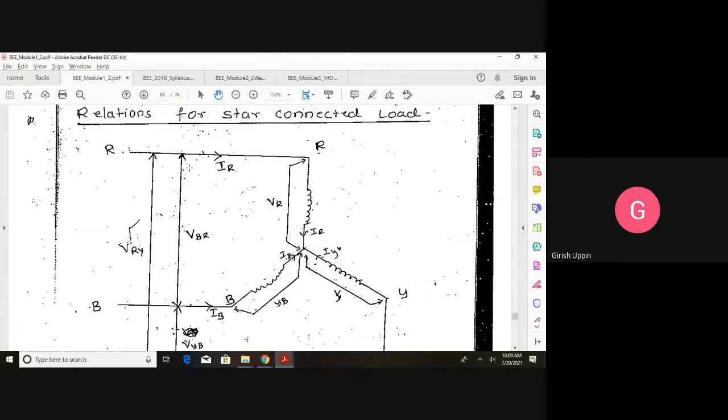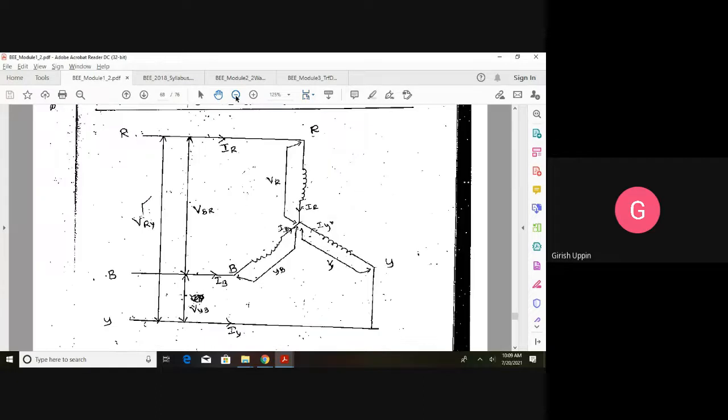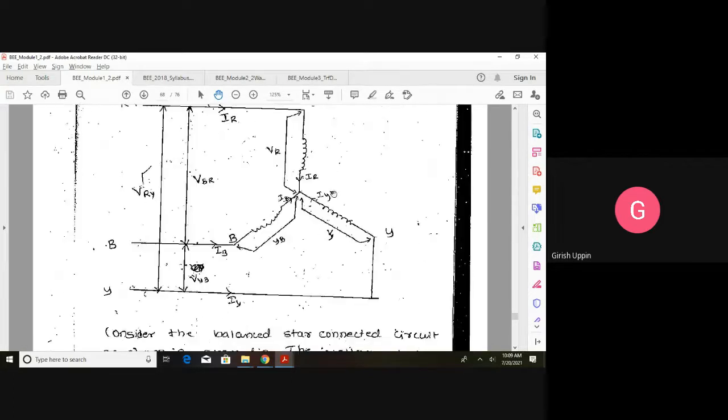That is simple. First, understand what a star connection is. This is one phase, R phase, this is Y phase, and this is B phase. One end of all these phases is connected together. You can see one end of R, one end of Y, and one end of B are connected together, and the other ends of the phases form the terminals. The other ends of the winding or coil form the terminals. These are the terminals of the load. And this is R phase, this is Y phase, and this is B phase.